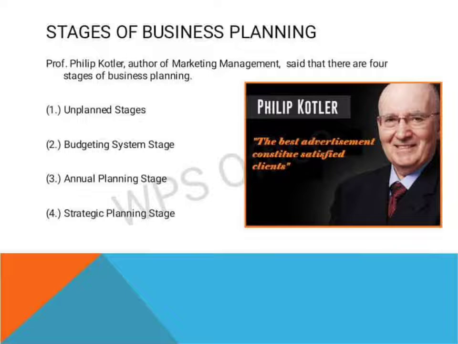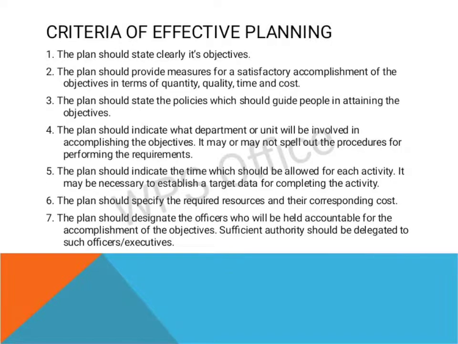At this stage, planning develops into a more strategic character. The criteria of effective planning. First, the plan should state clearly its objectives. Next, the plan should provide measures for a satisfactory accomplishment of the objectives in terms of quantity, quality, time, and cost. The plan should also state the policies which should guide people in attaining objectives.